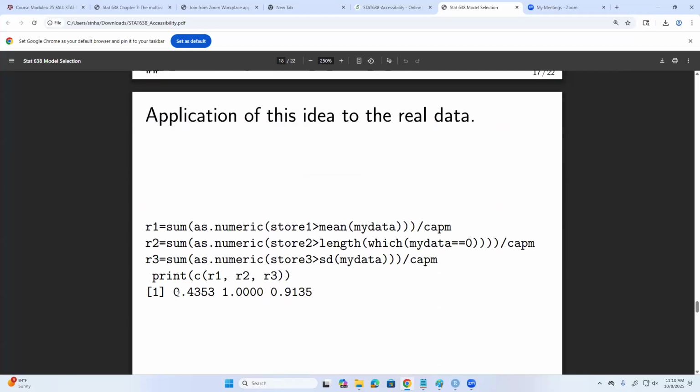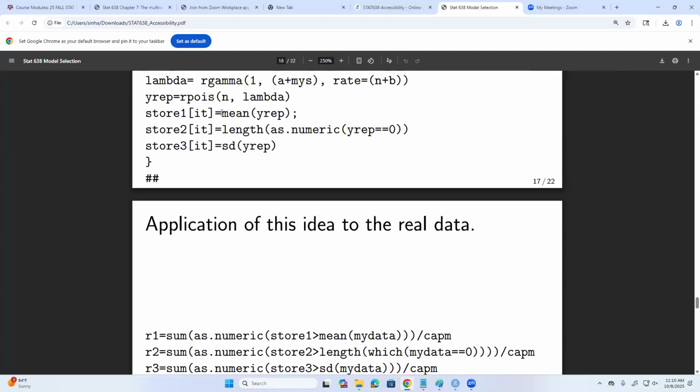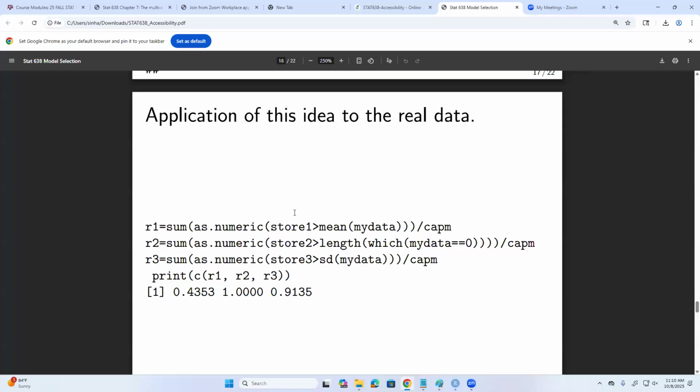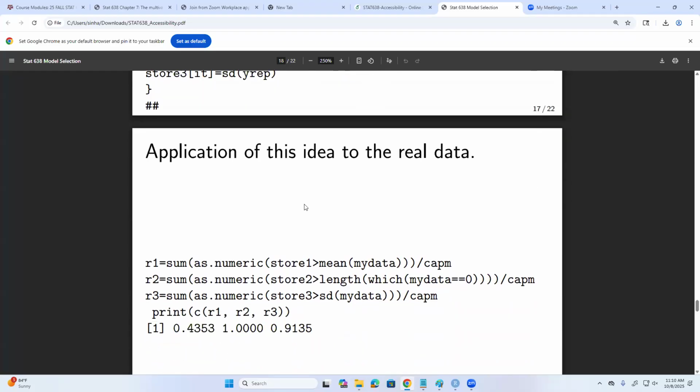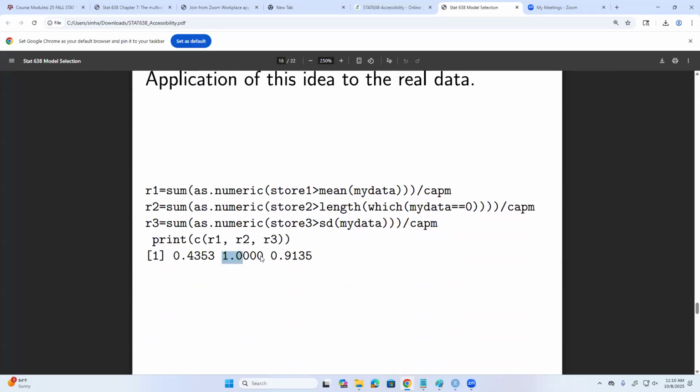And so based on this, I calculated the proportion: 0.4353 for the mean. So that is very close to 0.5, so there is not much discrepancy. But what if I look at the proportion of zeros in the posterior predictive distribution and compare it with the number of zeros in the observed data? That is 1. And for the standard deviation, it is 0.9135.